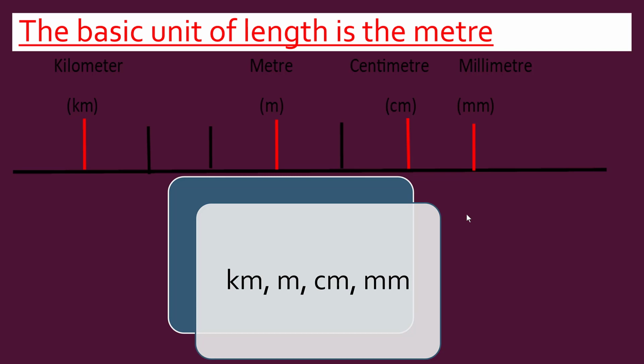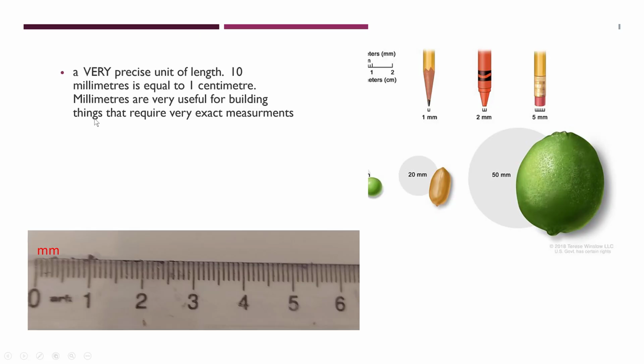All right, moving on. The basic unit of length is the meter. Okay, so here we have the meter, the kilometer, the centimeter, and the millimeter. Remember, the millimeter is the smallest one we're using, then the centimeter, then the meter, and then the kilometer. So we'll start with the millimeter, which is a very precise unit of measurement. It is 1/10 of a centimeter, so 10 of these tiny little millimeters go into 1 centimeter.